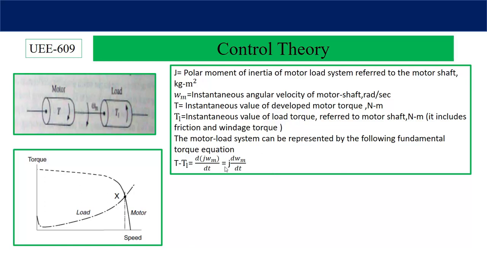So at equilibrium point, d omega m dt is 0 and T is equal to TL. Now in some cases, to achieve this T is equal to TL, closed loop control is required. In some cases, open loop is sufficient to achieve this state or the required output speed. Based on this one, let's see.